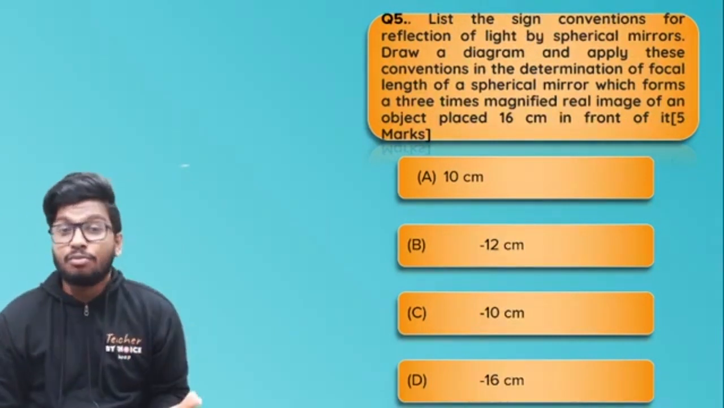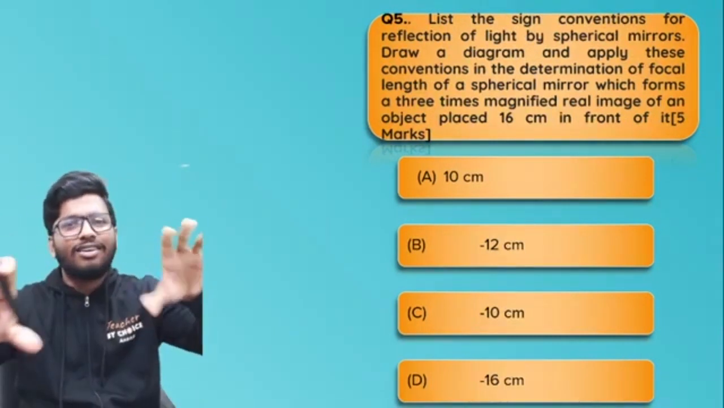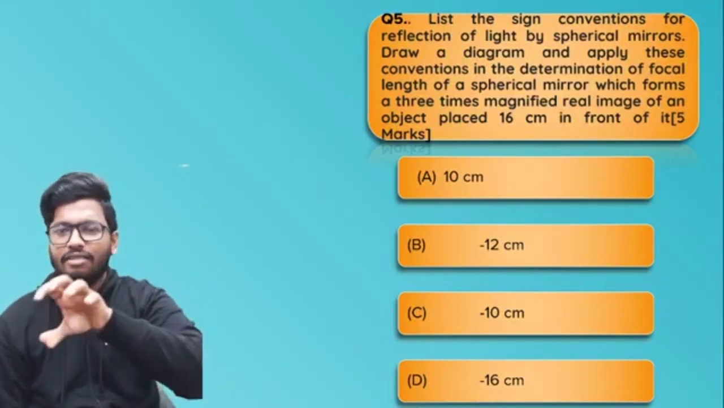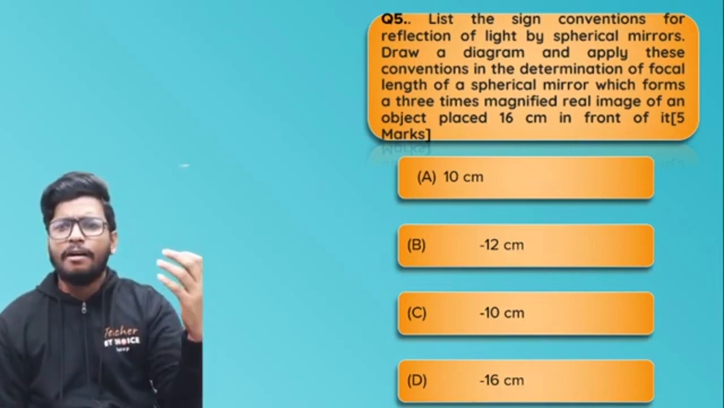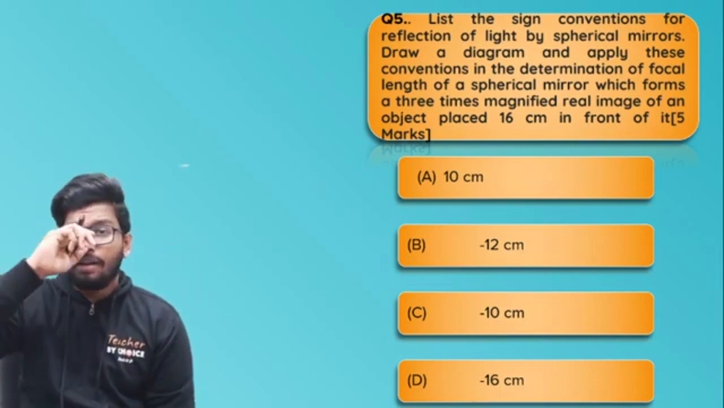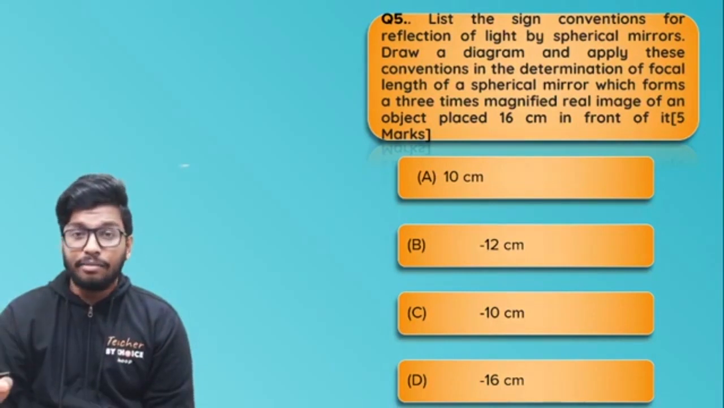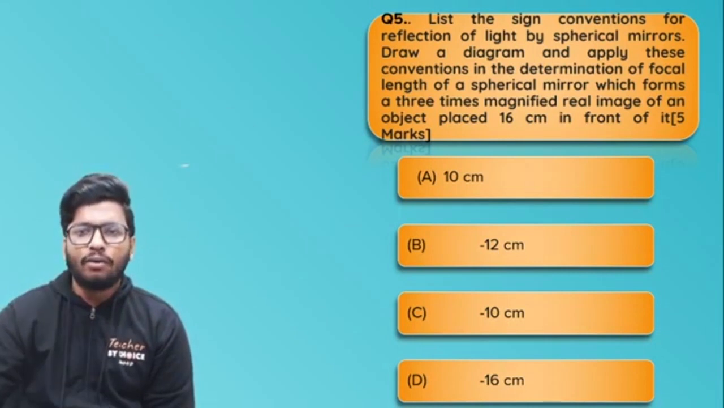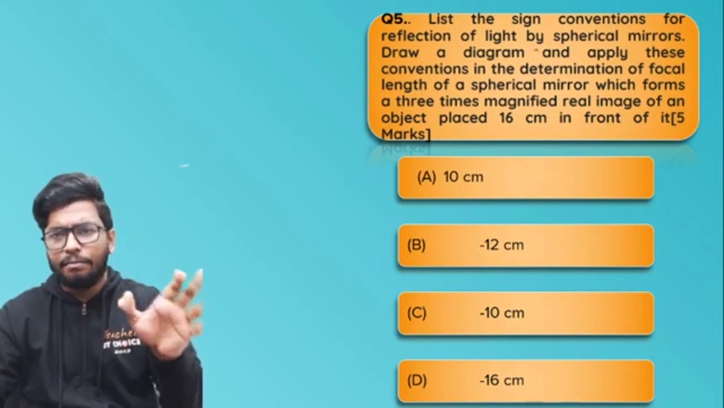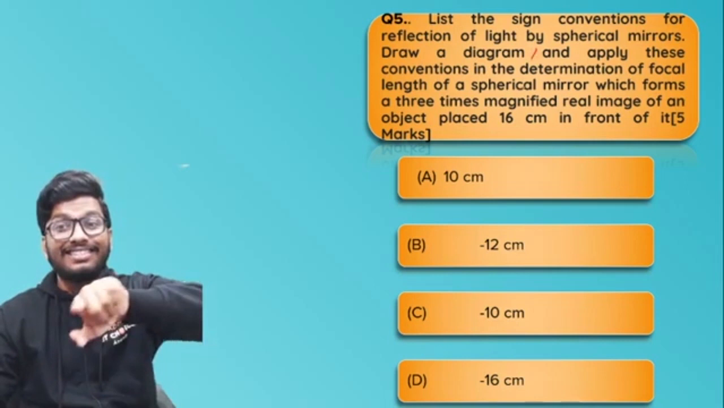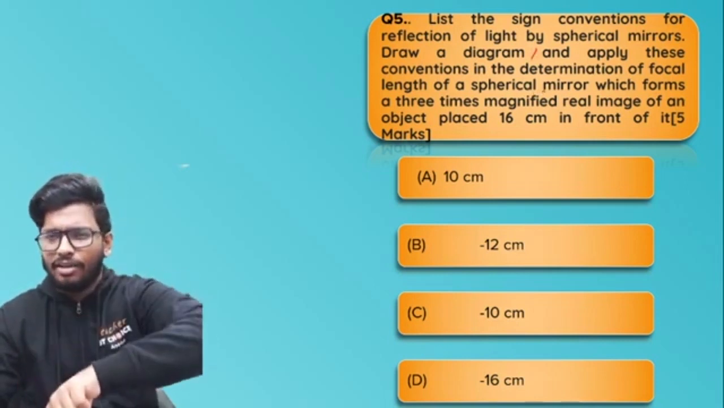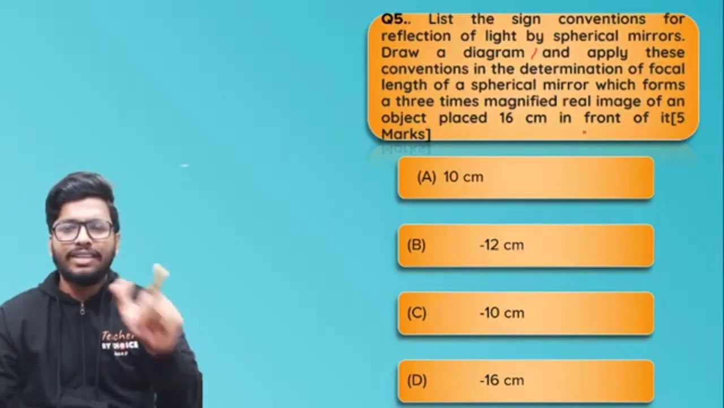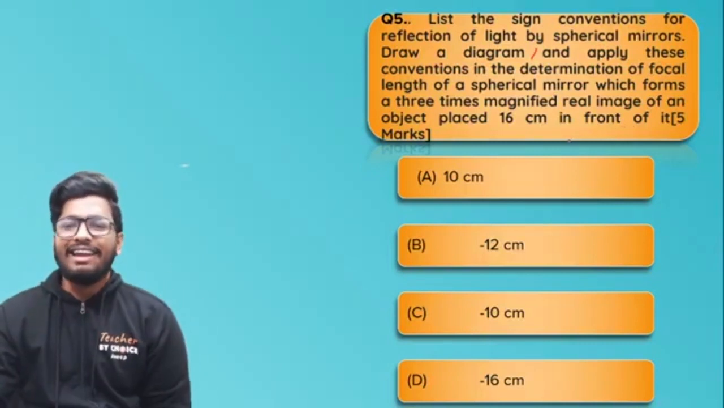Obviously, you have to write it as 1 mark in one line. So there's a lot asked in this question. First of all, list the sign conventions for reflection of light by spherical mirrors. Draw a diagram and apply these conventions in the determination of focal length of a spherical mirror, which forms a 3 times magnified real image of an object placed at 16 centimeters in front of it.